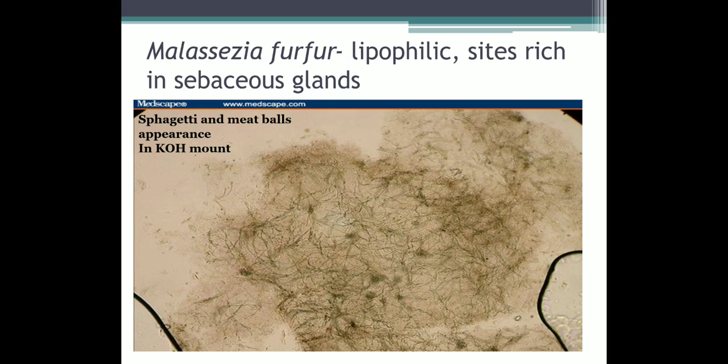If we do a KOH or potassium hydroxide mount, we can appreciate this fungus as having a spaghetti and meatball appearance. Sometimes it is also mentioned as a banana and grapes appearance. Spaghetti means clusters of yeast cells with short hyphae, and meatballs infer the occasional budding that is seen.